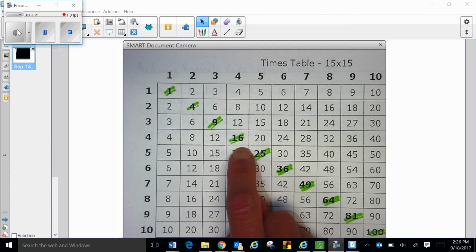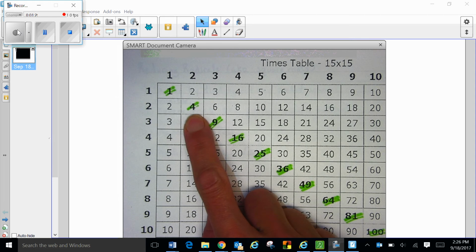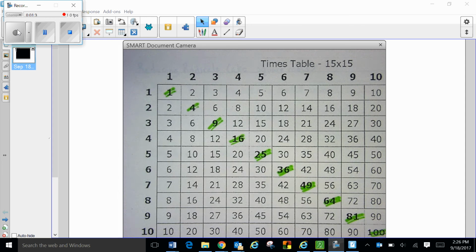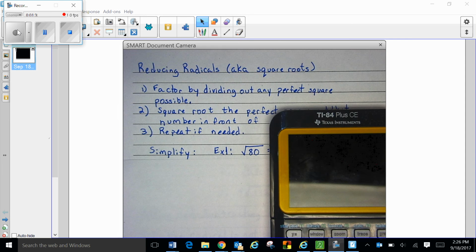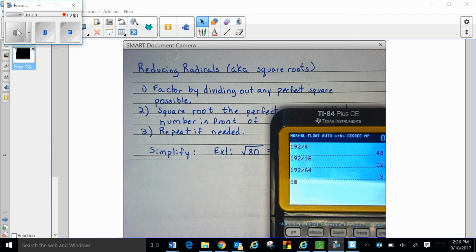So I do notice that 4 right there definitely divides into 80. How do I know if I can't just tell? Well, I'll take my calculator and I'll divide. 80 divided by 4 gives me 20. So I know that 4 times 20 is the same as 80. So I'll rewrite that as 4 times 20.